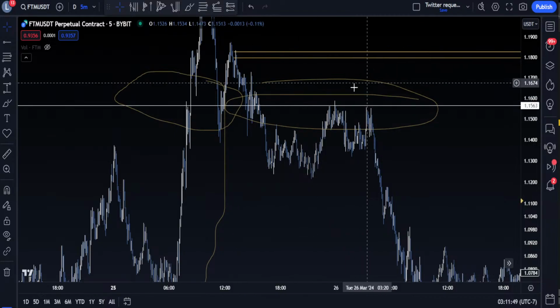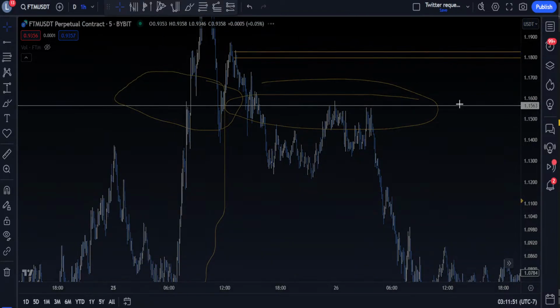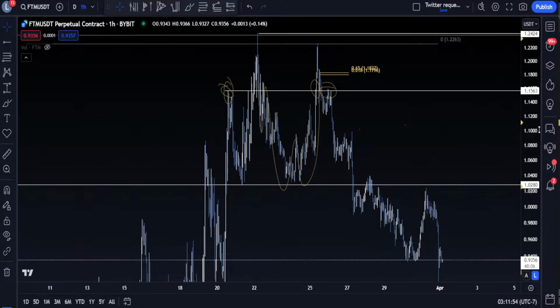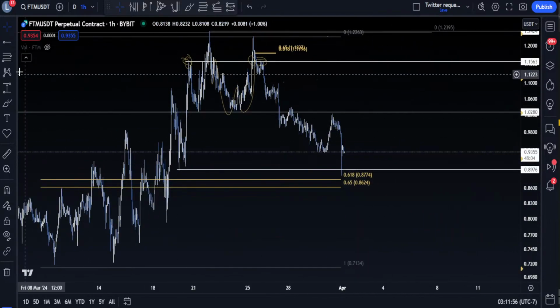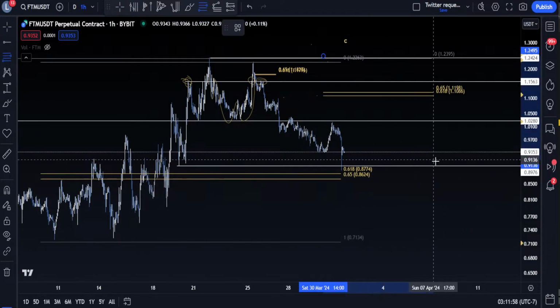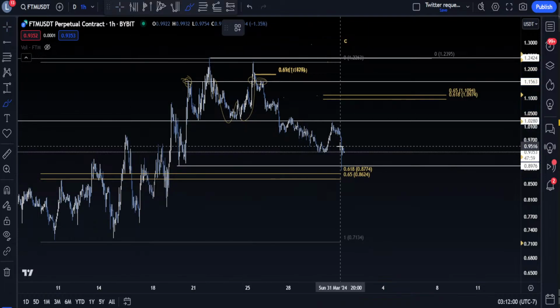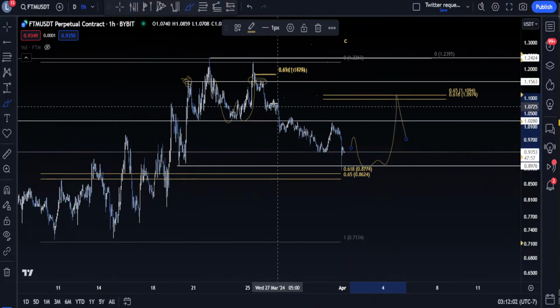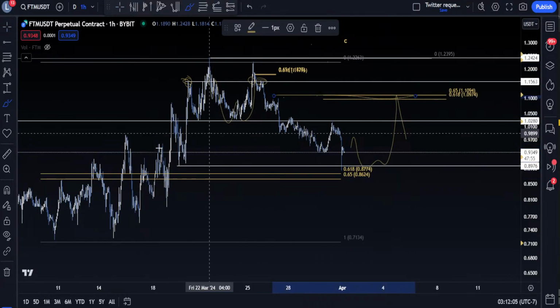So I would have liked to be in that short, but I'll probably be looking to get into some shorts as more structure forms here, on some impulses if we get them. And I'd probably be willing to take a short like this.